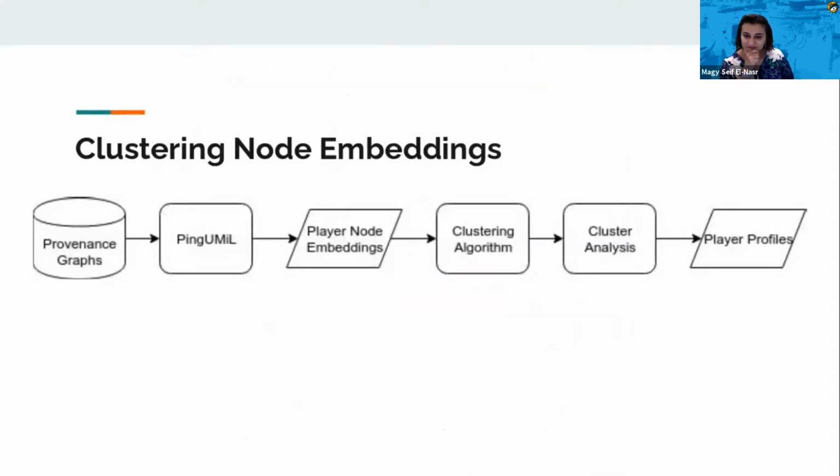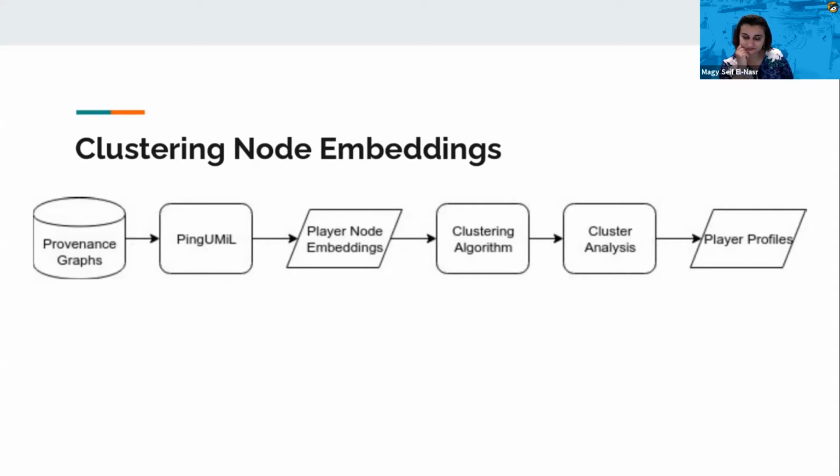In summary, the proposal of this work is to use provenance graphs that represent raw game session data as input to the PinGML framework on its unsupervised setting in order to obtain node embeddings for player nodes. These node embeddings represent the player state and its neighboring context and are fed to clustering algorithms to obtain player node clusters, profiles, that hopefully provide insights about player behavior at a fine-grained level.